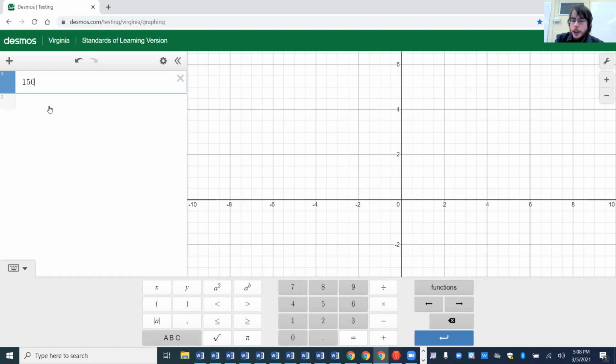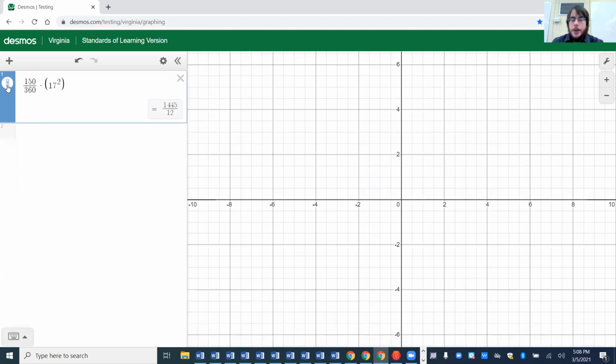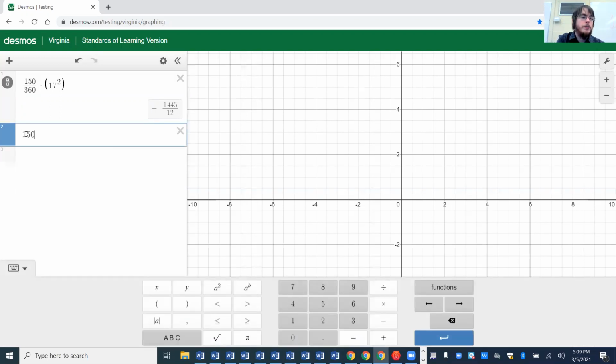So you get 150 over 360 times 17 squared. And so that gives you 1445 over 12. Don't forget your pi at the back end because we're doing an exact answer. And if we do this approximately, we get 150 over 360 times pi 17 squared. And we get that our approximate area is 378.3.